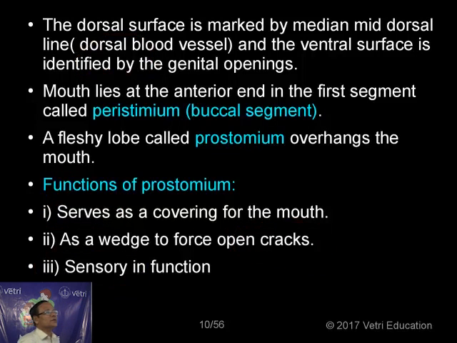Even on the dorsal surface, we can find a line, a mid-dorsal line. This is nothing but the dorsal blood vessel in the interior of the body being exposed. As the skin is transparent, you can see the dorsal blood vessel, which is marked as the dorsal line. So the dorsal surface is marked by a median mid-dorsal line, which is the dorsal blood vessel present inside, exposed through the transparent skin and cuticle.